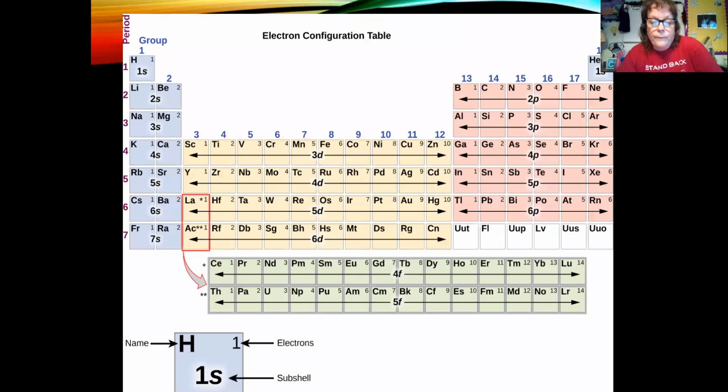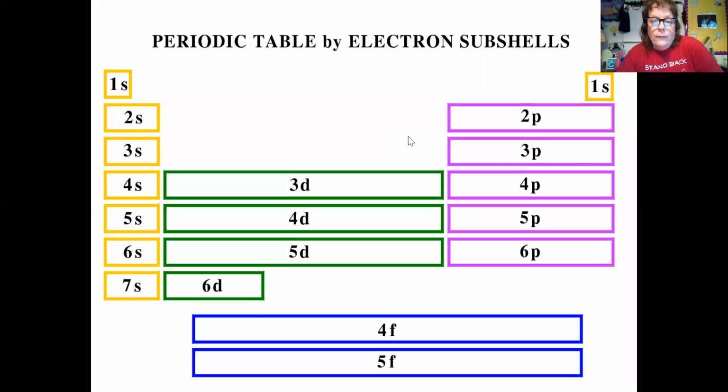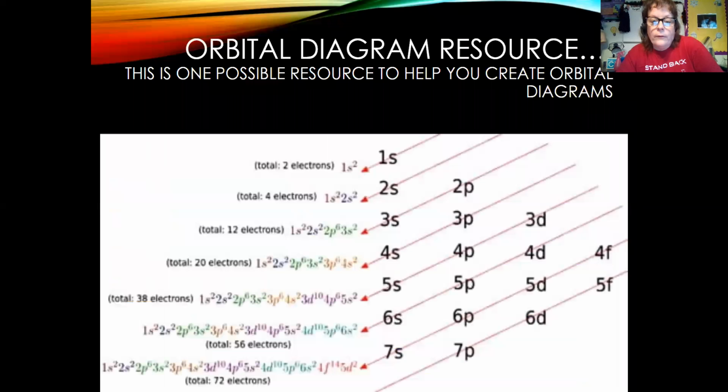so that you know how many lines or boxes to draw for those different types of orbitals. Okay, I just threw in another electron configuration chart here. So you can see the s's and p's and d's. Another one here, just giving you different versions, whichever one you prefer or like better.